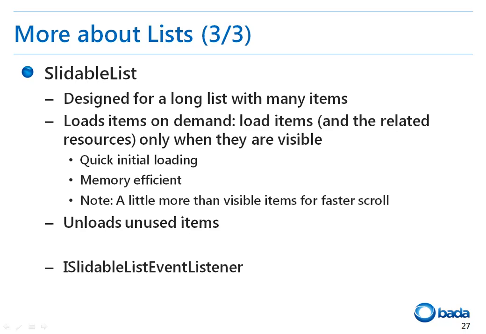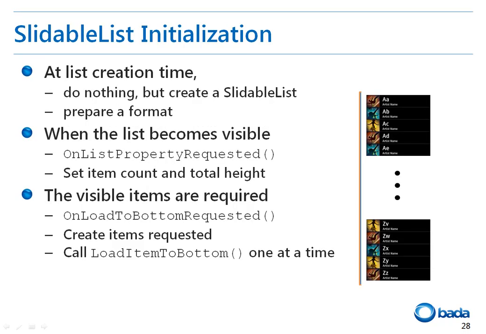A slidable list has an event listener called iSlidableListEventListener. This event listener provides the functions to support on-demand loading and unloading. Let me now show you the actual process for creating a slidable list. First, when the slidable list is initialized, the initialization is completed simply by creating the slidable list and preparing the format. The process of acquiring each item is not performed at this stage.